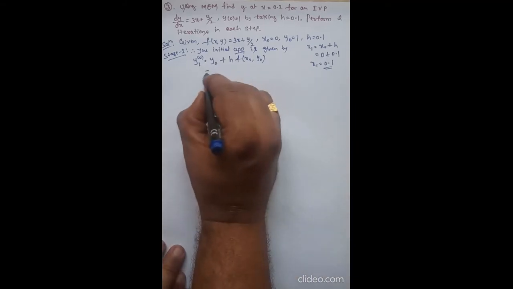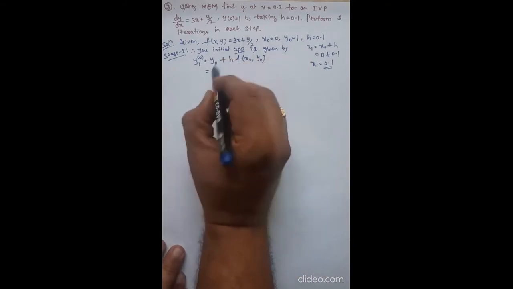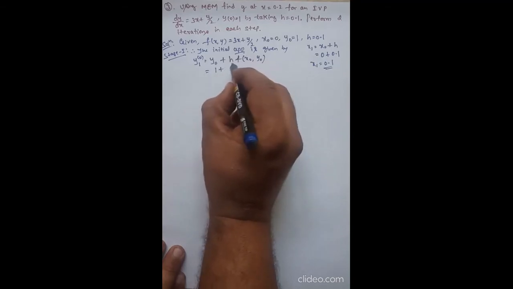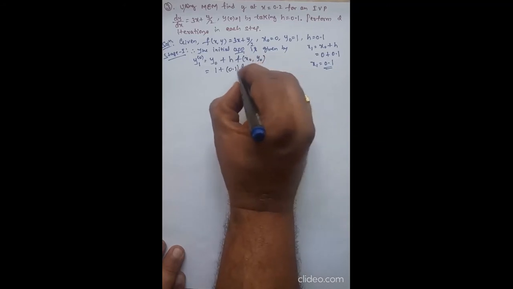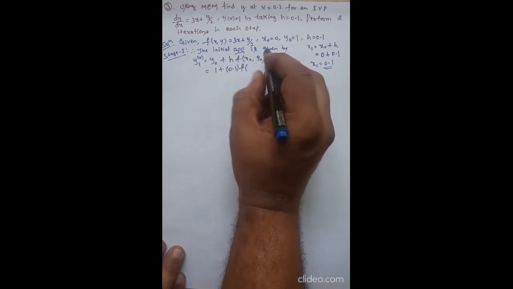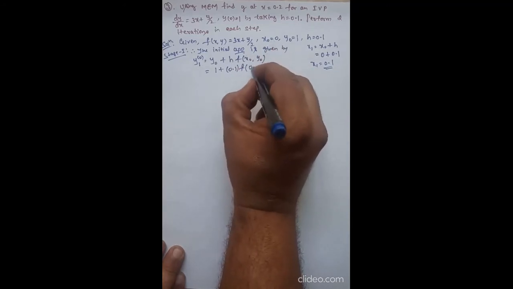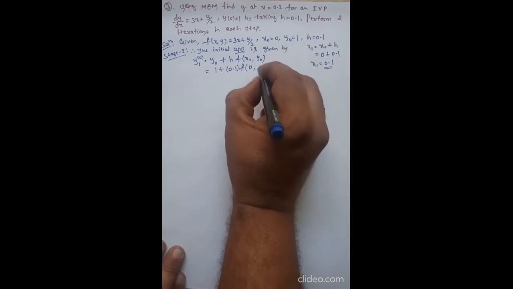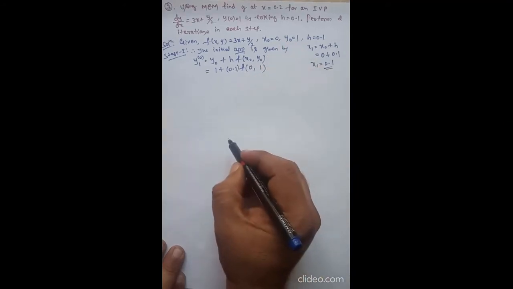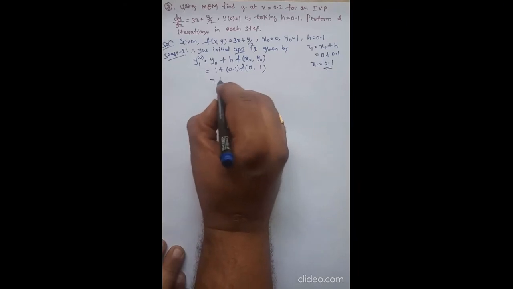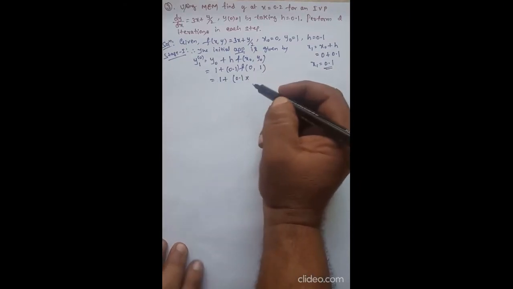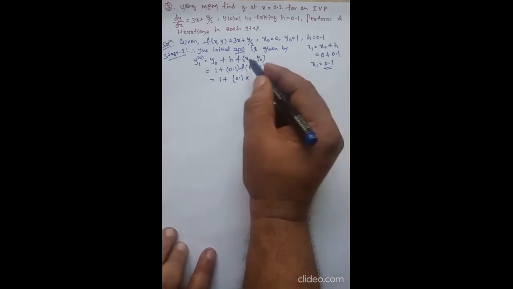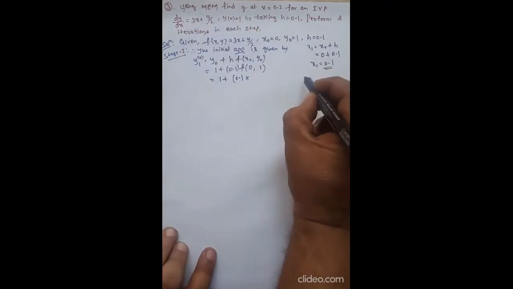Substitute the values. You know y naught is 1 plus h, step length how much? 0.1 into f of x naught. What is x naught? 0 comma y naught. Y naught is 1. So this is equal to 1 plus 0.1 into f of 0 comma 1. So what is f of 0 comma 1? Let us substitute and calculate.